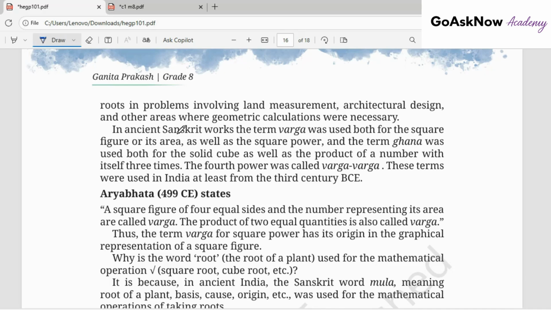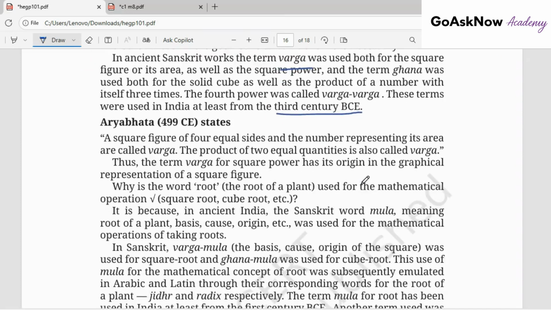In ancient Sanskrit works, the term varga was used both for square figures or its area as well as square power. And the term ghana was used both for the solid cube as well as the product of a number with itself 3 times. The fourth power was called varga-varga. These terms were used in India at least from the 3rd century BCE.